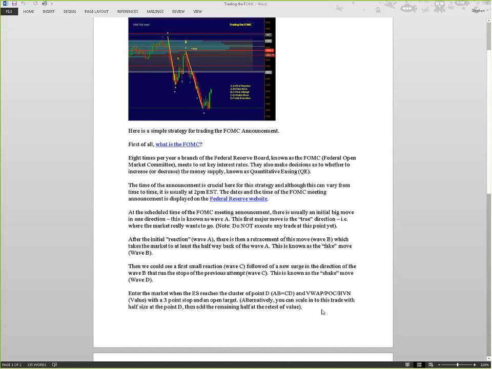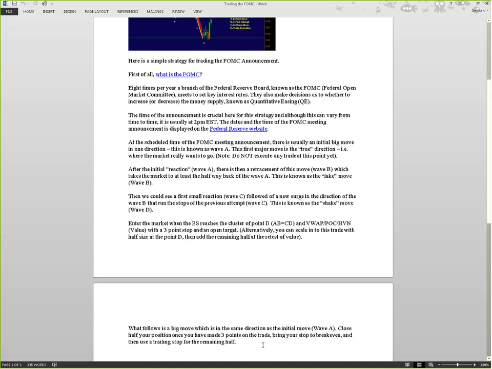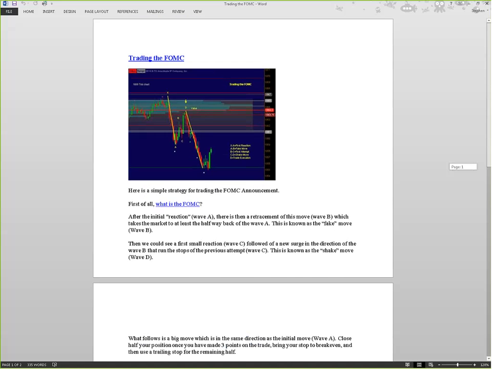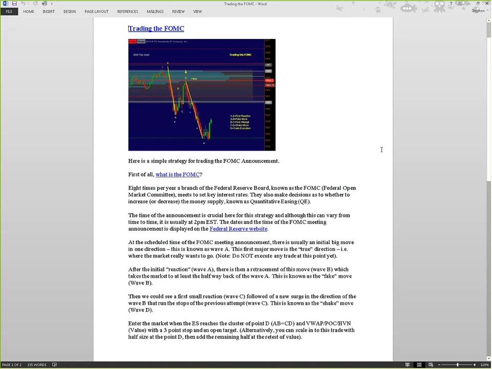But just to finish up here, what follows is a big move in the same direction as the initial move, wave A. So close half your position once you've made 3 points on the trade, bring your stop to break even, and then use a trailing stop for the remaining half. Now, the trailing stop, unless you understand how to do that, I would not mess with it. Keep it at break even. So you get 3 points in, it's a whippy day, it makes sense to keep it at break even.